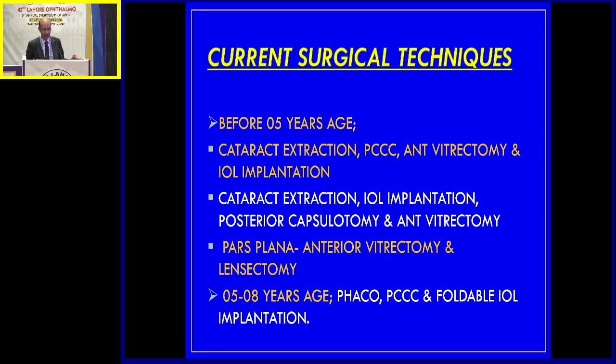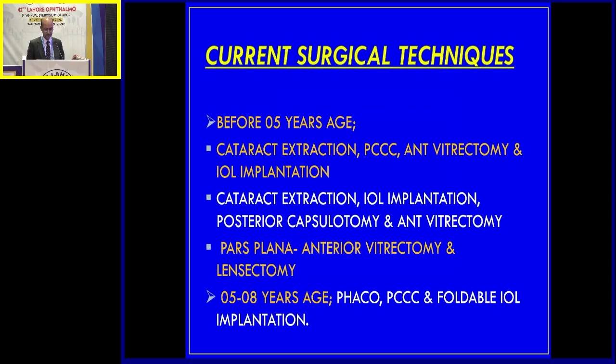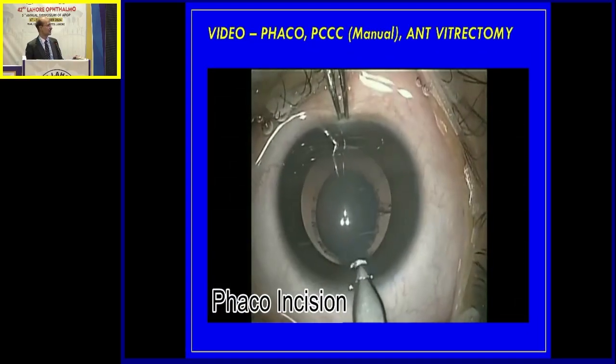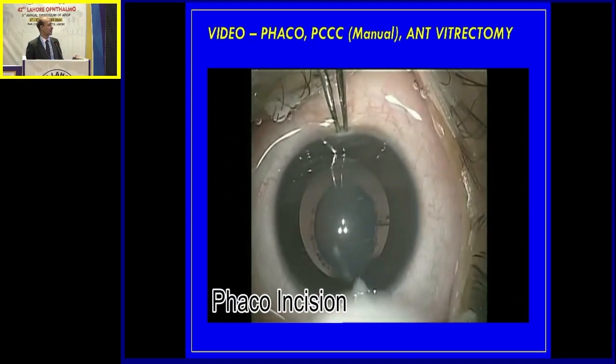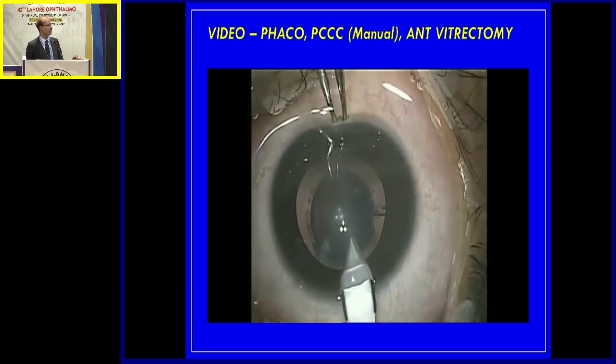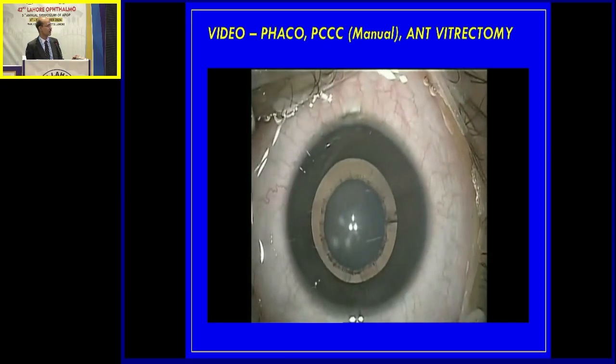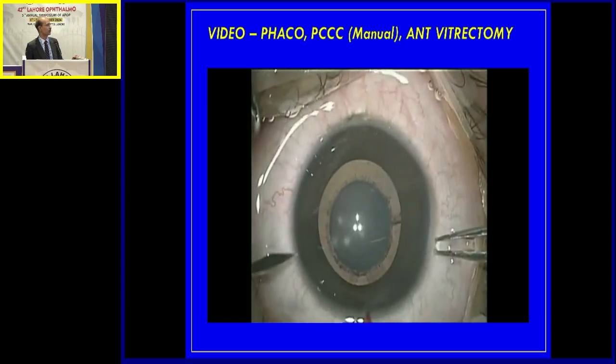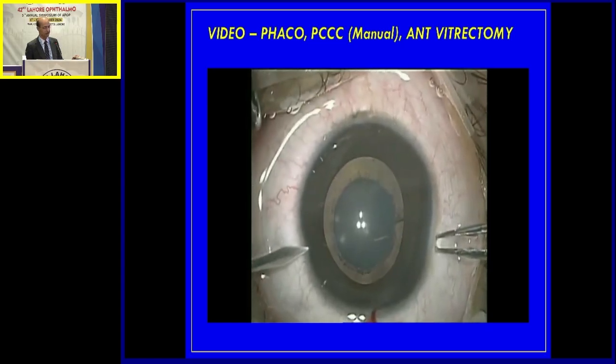I don't do planar anterior vitrectomy and lancectomy. There are people who do it who are primarily vitreoretinal surgeons. It is easy for them to go for this technique. So this is a traditional anterior approach with anterior capsulotomy, capsular access actually, phaco, and then posterior capsulotomy.